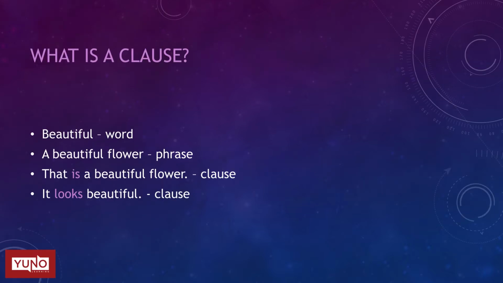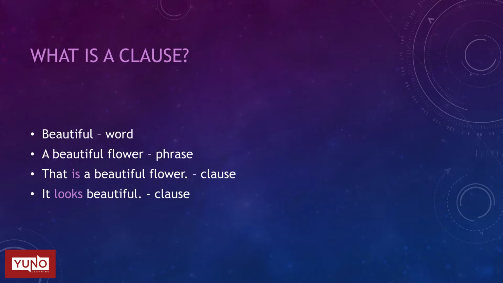So a complex sentence has a dependent clause. That means there's an independent clause too. So we have independent and dependent clauses. But to understand what an independent or a dependent clause is, we should also know what a clause is. What is a clause?